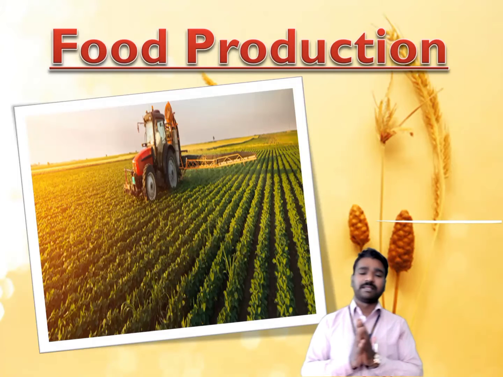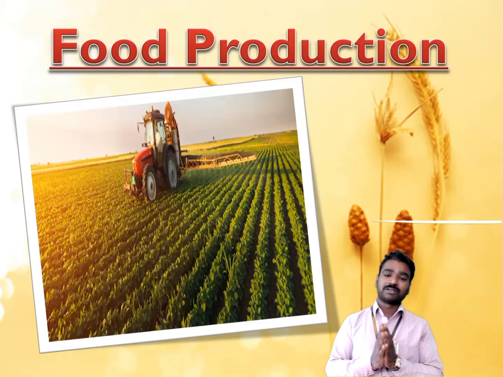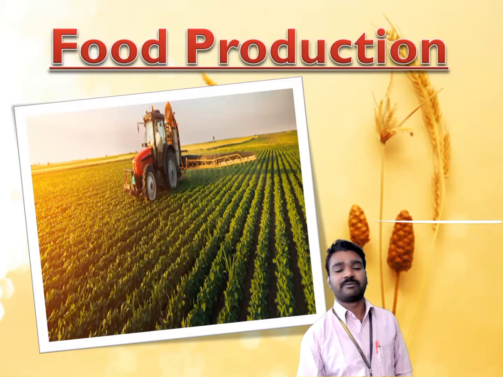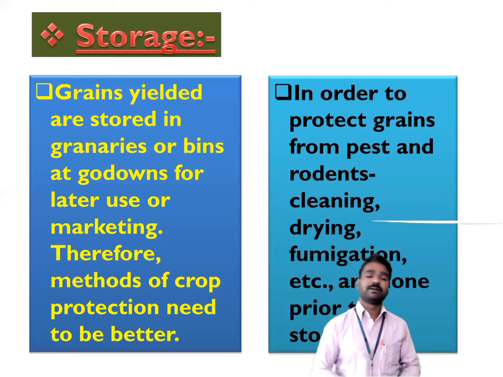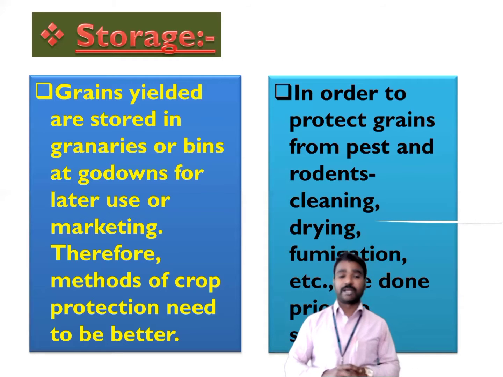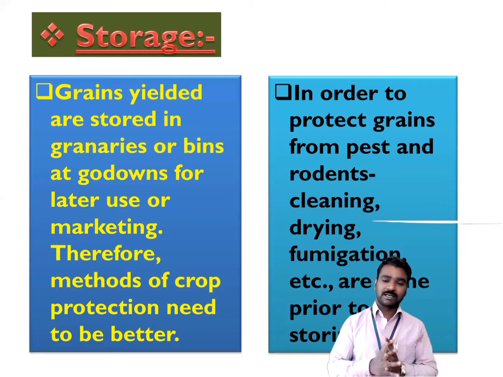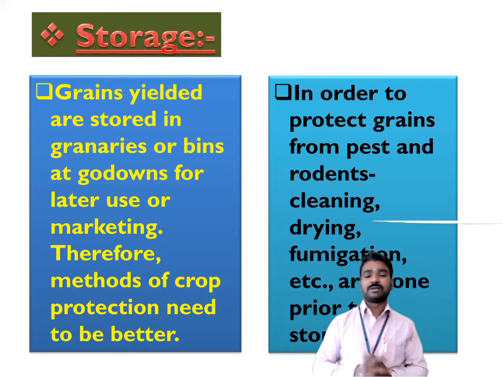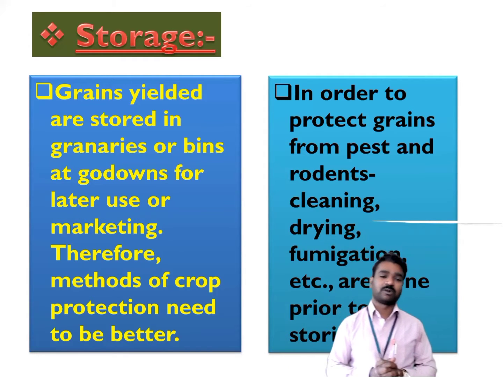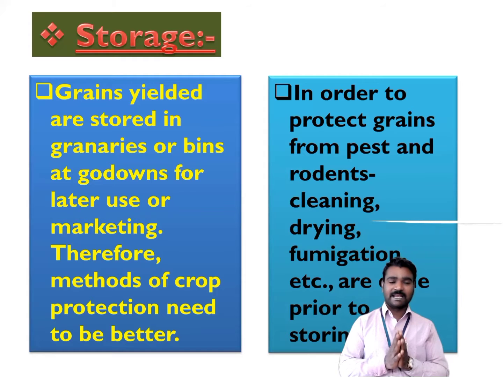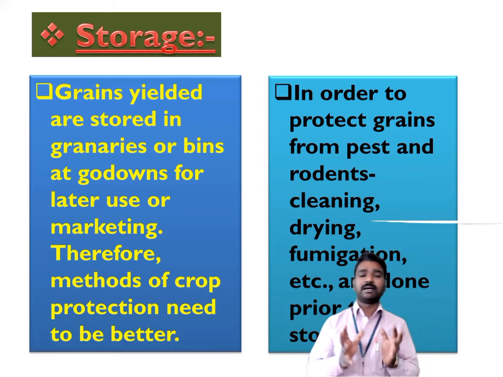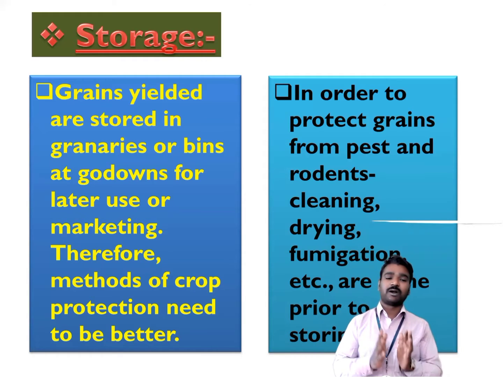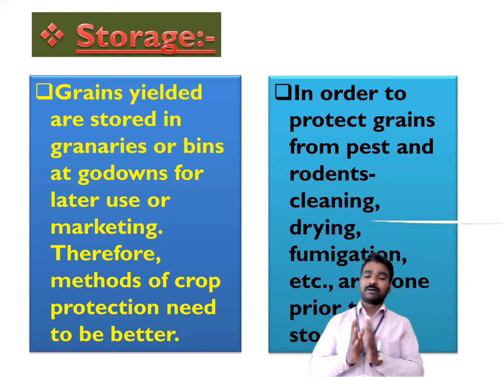Now after doing all these things, the farmer has to go ahead with the next stage of farming, and the next stage of farming, my dear friends, is storage. So what is storage? How should a farmer store his grains or crops? That we will study in this part of the video. Yielded grains are stored in the granaries or in the bins at the godowns for later use or for marketing.